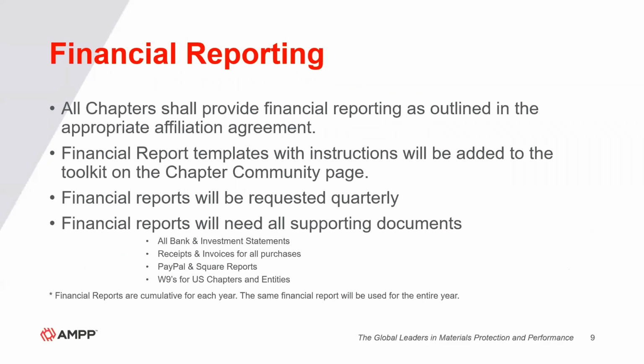We do ask with those financial reports that all supporting documents are submitted with the report. That will not only include the bank and investment statements, if you have money markets, CDs, etc., but also receipts and invoices for all purchases, and PayPal, Square, and Venmo reports. I know there are a few other payment solutions out there. If you can log on and just download the reports from those and submit them to us as well. And then the W-9s for the US chapters and entities.